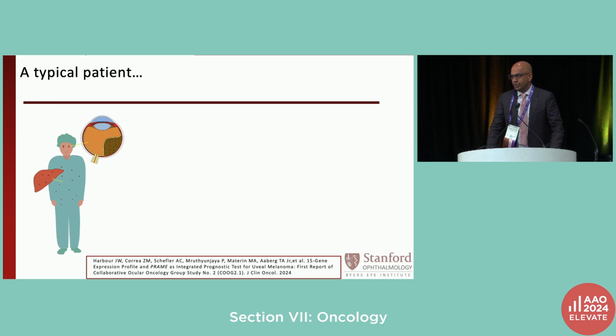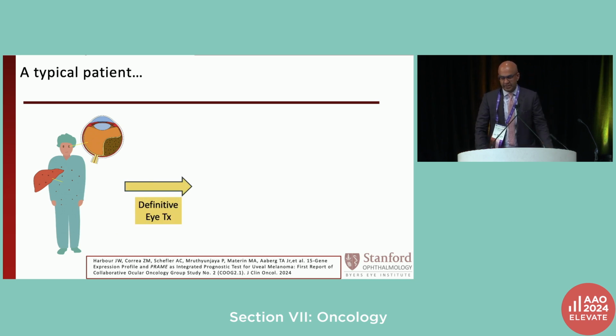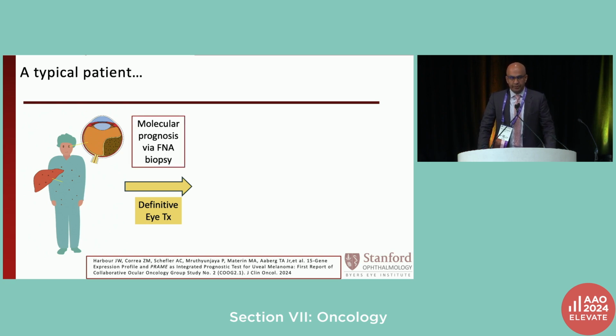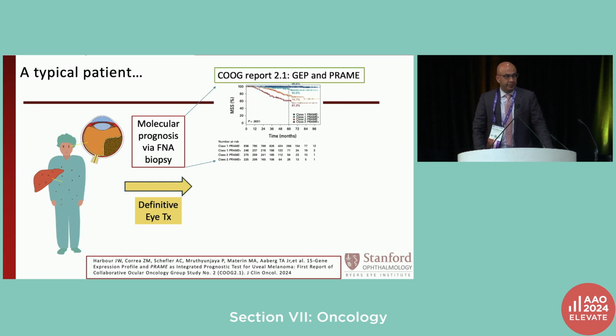So let's take a typical patient who comes in with a melanoma in their eye. You've made the diagnosis, and now we have to think about definitive eye treatment, which will include molecular prognostic testing via fine needle aspiration biopsy of the primary tumor. Recently, the Collaborative Ocular Oncology Group reported the prospective validation of both gene expression profiling and PRAME as biomarkers that will help us to decipher which patients are at low or high risk for developing metastasis.